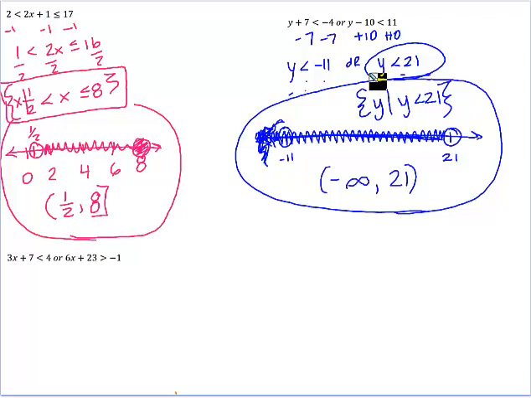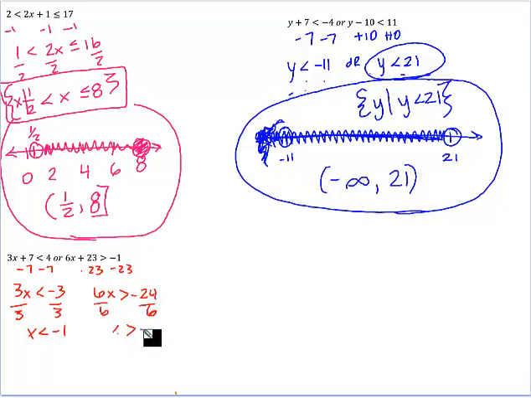One more OR problem. 3x plus 7 is less than 4, or 6x plus 23 is greater than negative 1. So to solve this first one, we'd subtract 7. So 3x is less than negative 3. Divide by 3, so x is less than negative 1. Next up, subtract 23. So 6x is greater than negative 24. Divide by 6, so x is greater than negative 4.